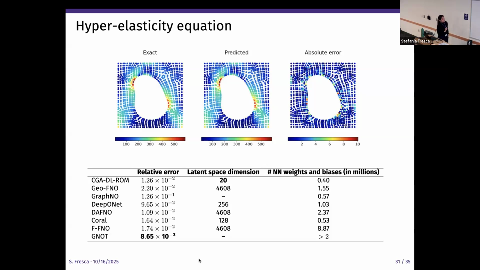The approach which shows a comparable number of weights and biases to the ones of CGA DL-ROM is Coral, but it performs worse, and it also requires an inference time optimization because it's based on implicit neural representation. Finally, if we consider DeepONet, it's clear that endowing the basis functions with geometrical awareness is effective in reaching better accuracies.